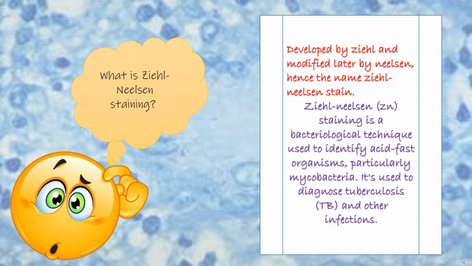The Ziehl-Neelsen staining technique is a differential staining technique that was initially developed by Ziehl and modified later by Neelsen, hence the name Ziehl-Neelsen stain. Ziehl-Neelsen, ZN, staining is a bacteriological technique used to identify acid-fast organisms, particularly mycobacteria. It's used to diagnose tuberculosis, TB, and other infections.